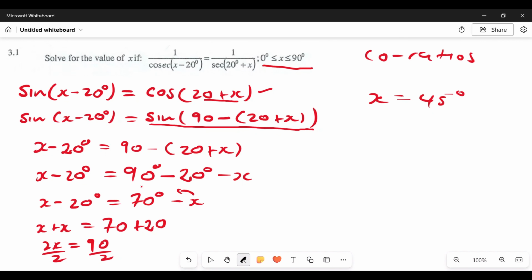All right, guys, I hope you managed to understand this question here. Just in case you didn't understand, I will leave another video where I explain further or clarify how to solve for x with co-ratios. And also, I'm going to try to leave the co-ratio videos as well in the description.